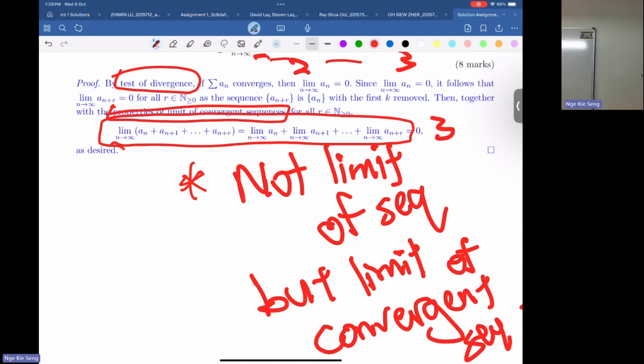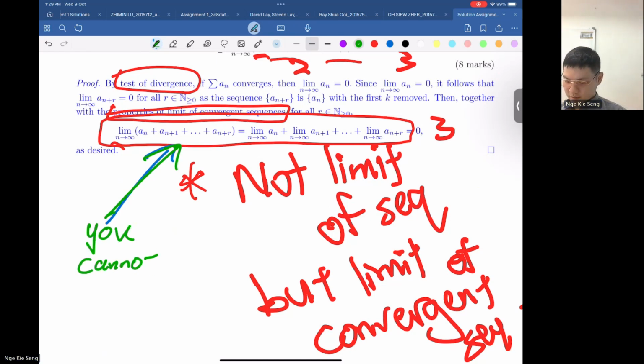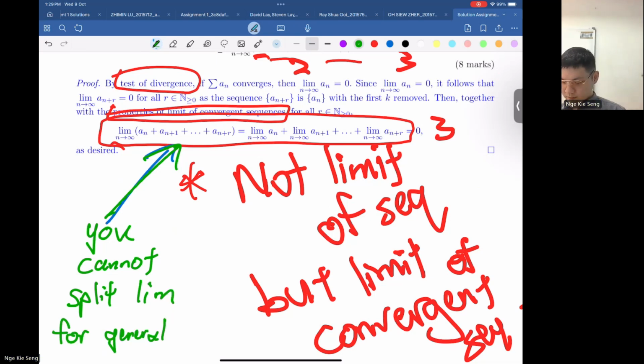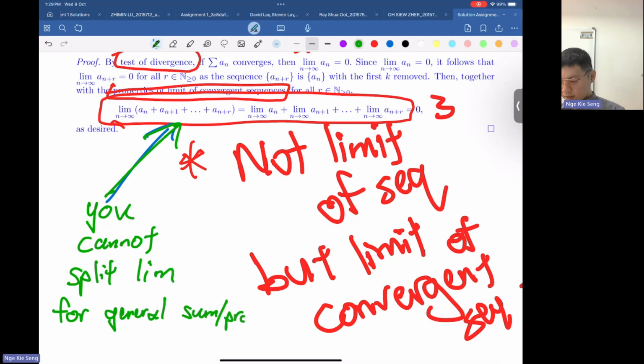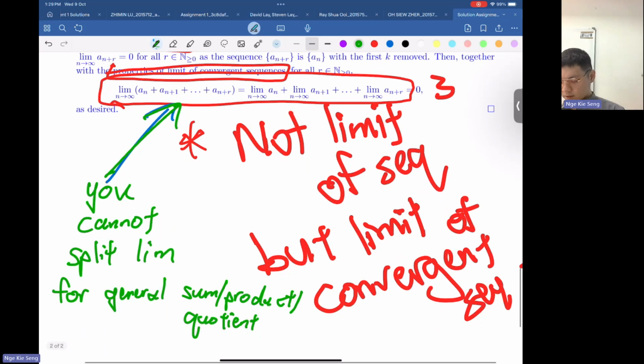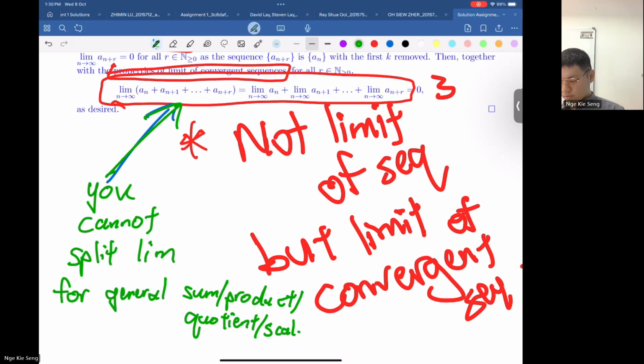Some of you write "by the property of limit of sequence," which is not true. So let me write it here. You cannot split the limit for a general sum. Sum or product or quotient or what else? What else do we know? Scalar multiple of sequence.